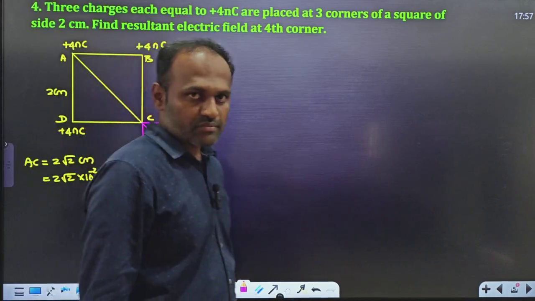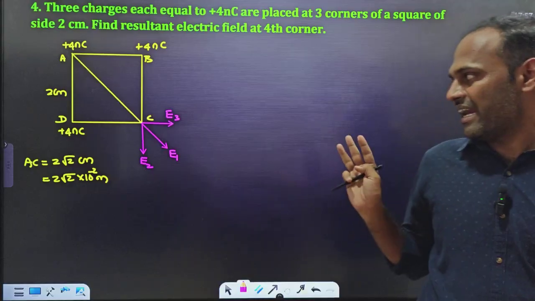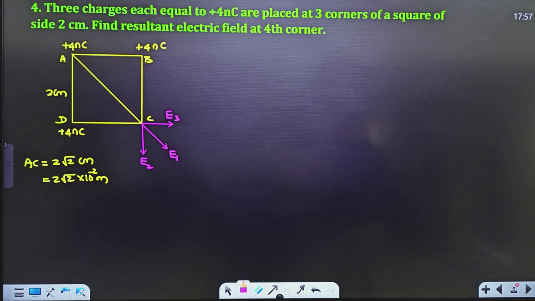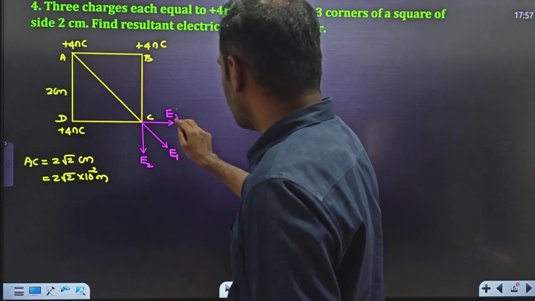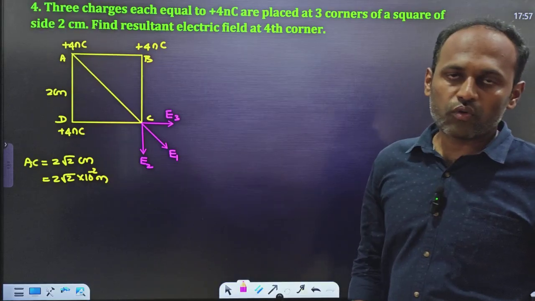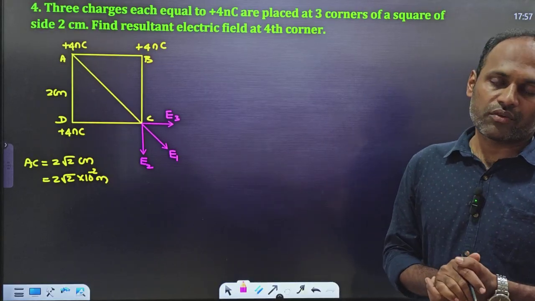This is E3. So totally there are 3 electric fields. Hope the pink color vectors are visible to you. Yes. Well, so here there are 3 electric fields, E1, E2, E3. Correct? We have to find out the resultant electric field of these.